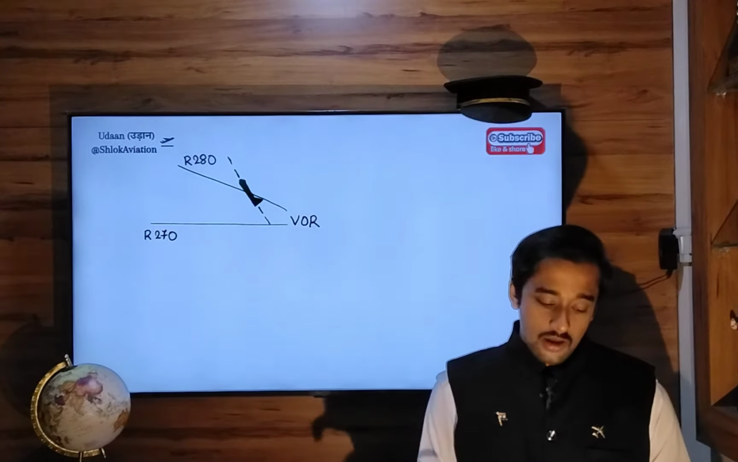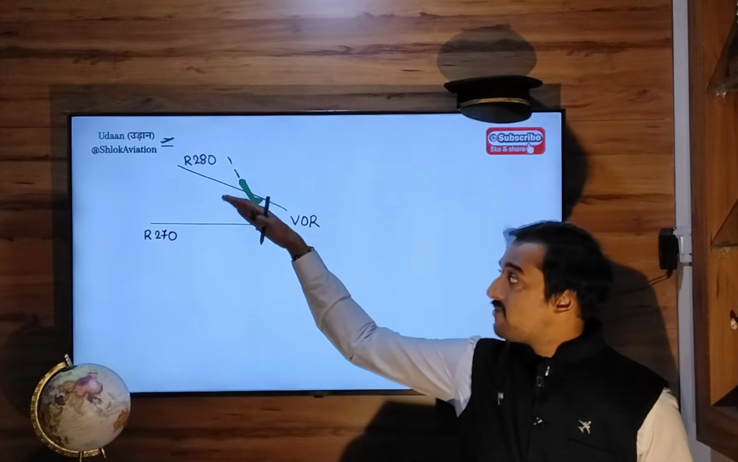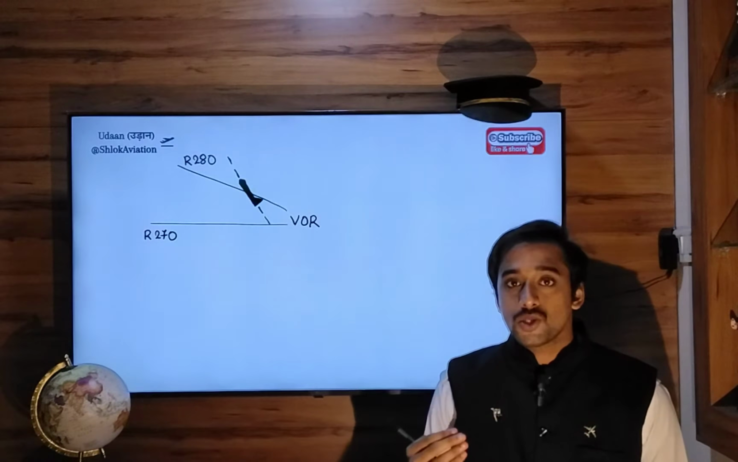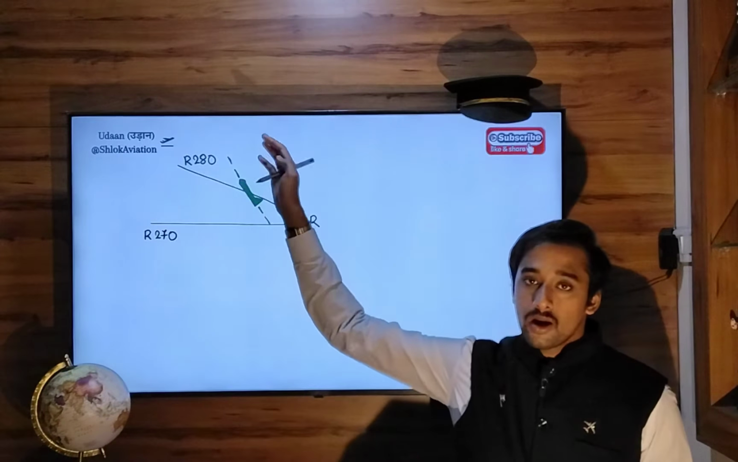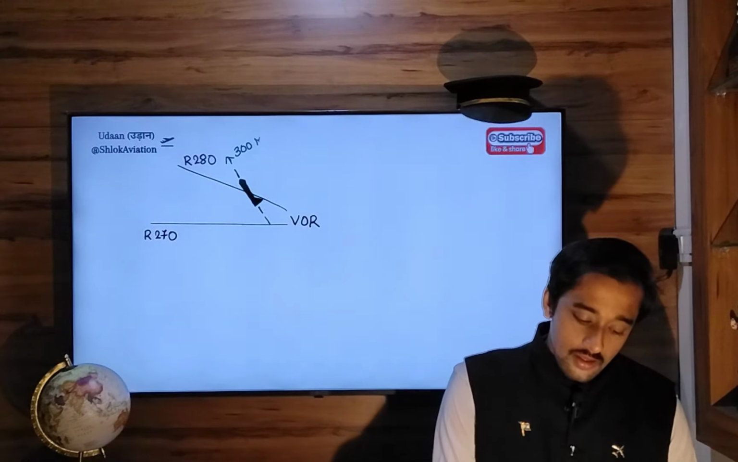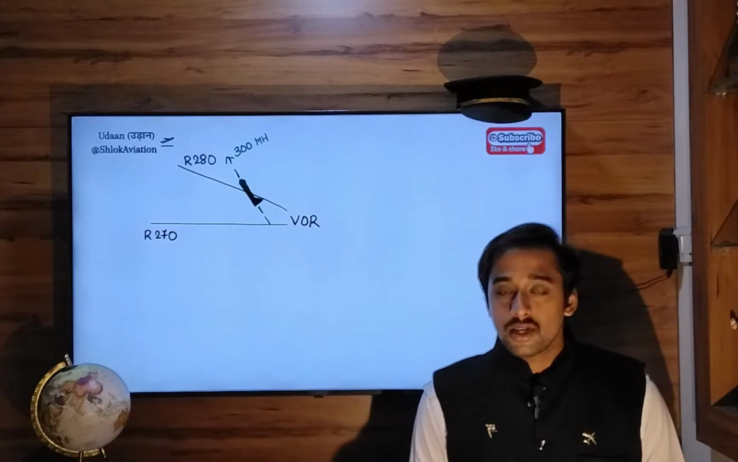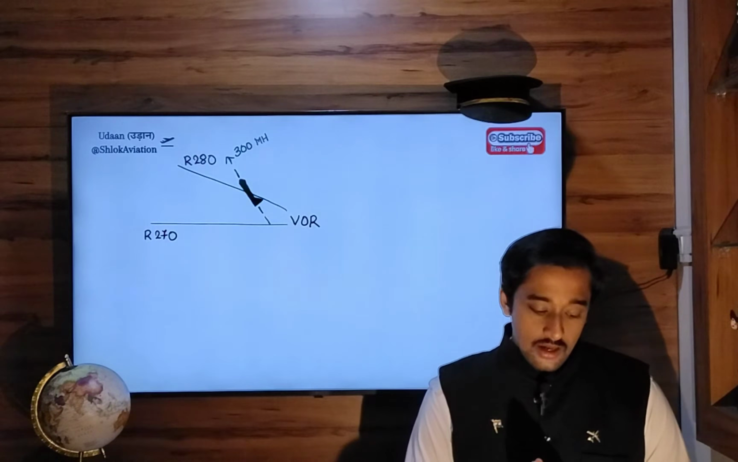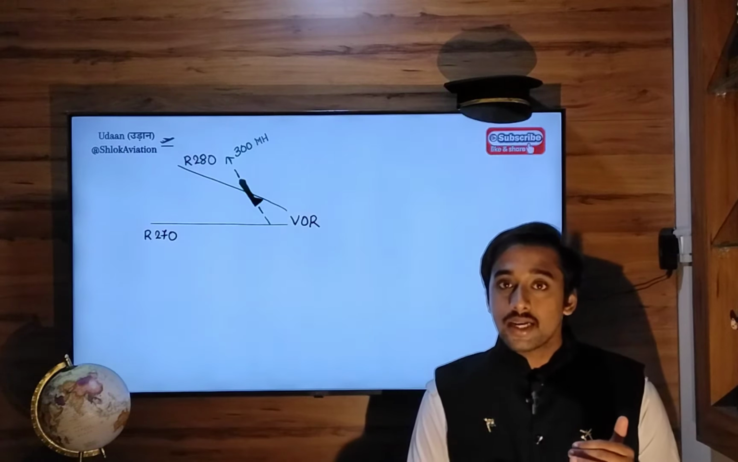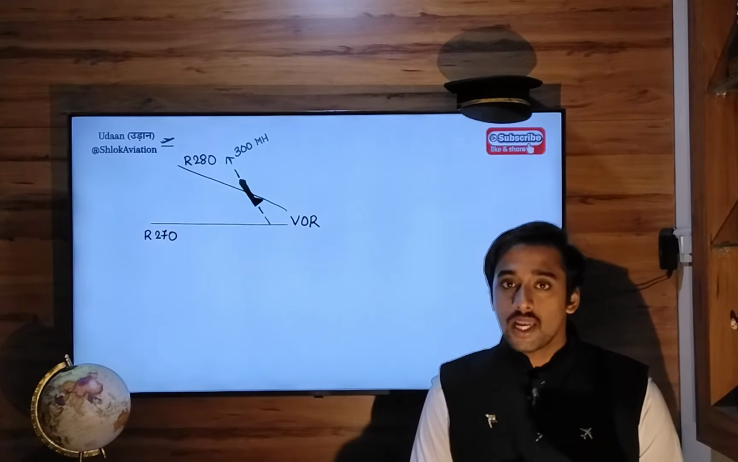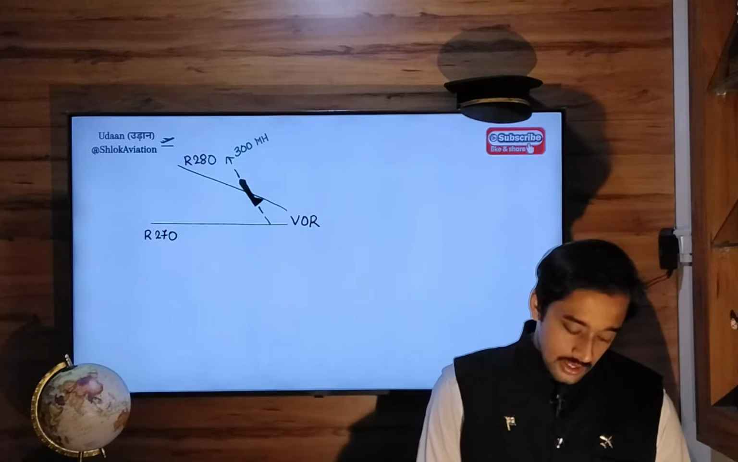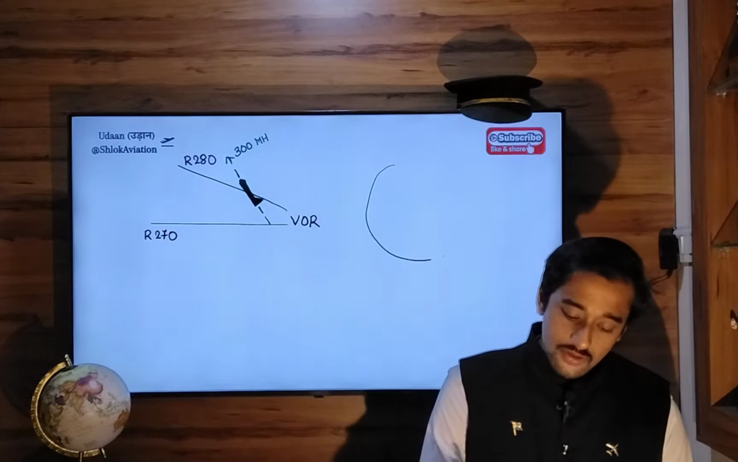Now 270 is to the left of 280. Aircraft is flying outbound because a heading of 300 will take you away from the VOR, right? So that is how we have determined that this aircraft is going away. The current radial is 280. The selected radial is 270, or selected course is 270 in case of HSI. So your diagram will look something like this.